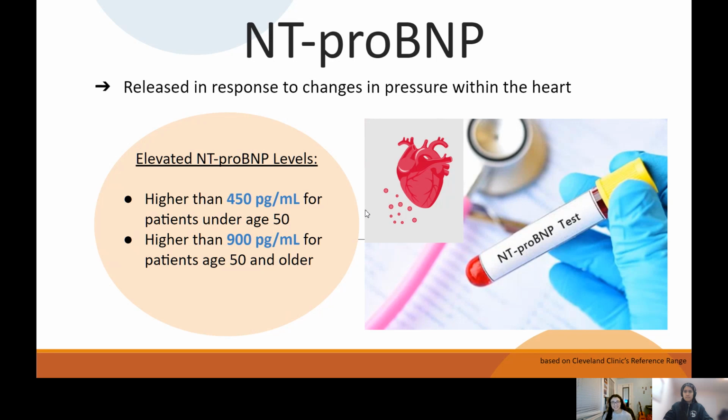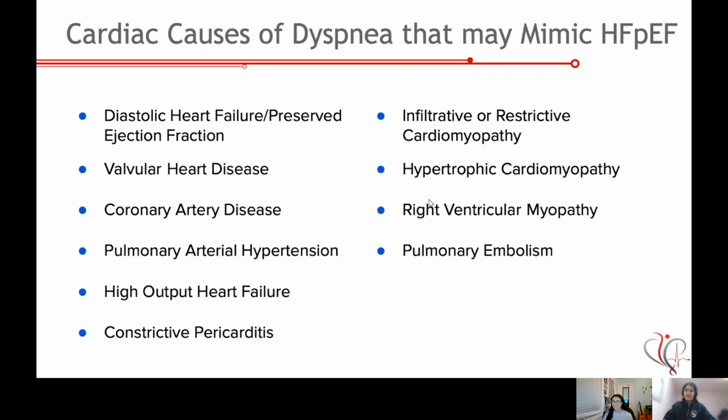Now, these numbers could definitely change a bit, plus or minus a few hundred, depending on what research article and stats you're looking at, but these are some averages that we can go off of for now. Yeah, and so the reason why some of these diagnostic tests are so important is because there are actually a lot of cardiac causes of dyspnea or shortness of breath that can mimic HFpEF, or preserved ejection fraction. And so there are a lot of causes for SOB that aren't actually heart failure.